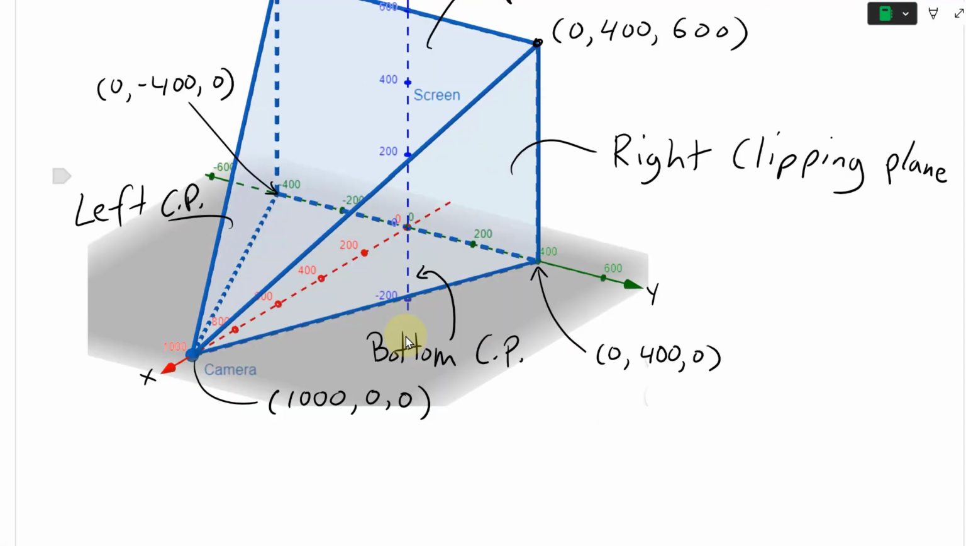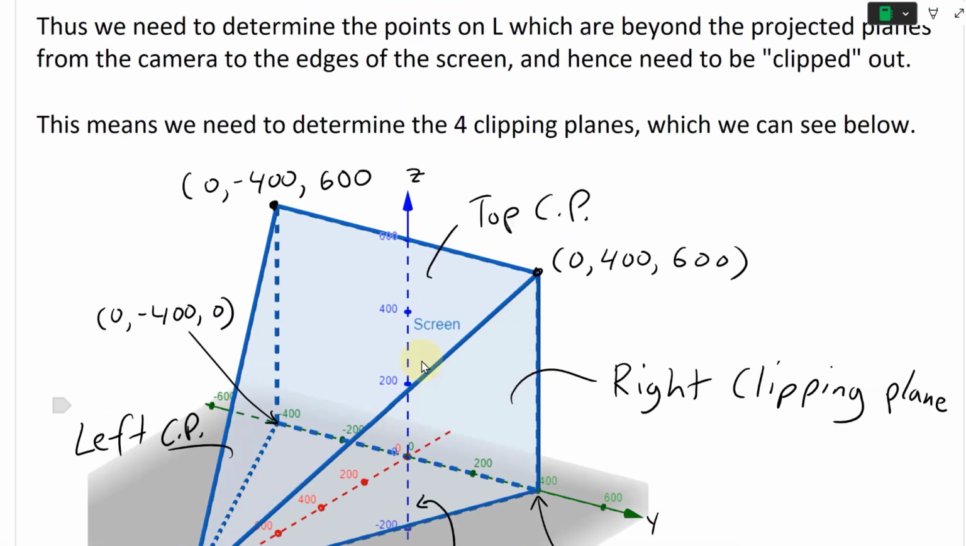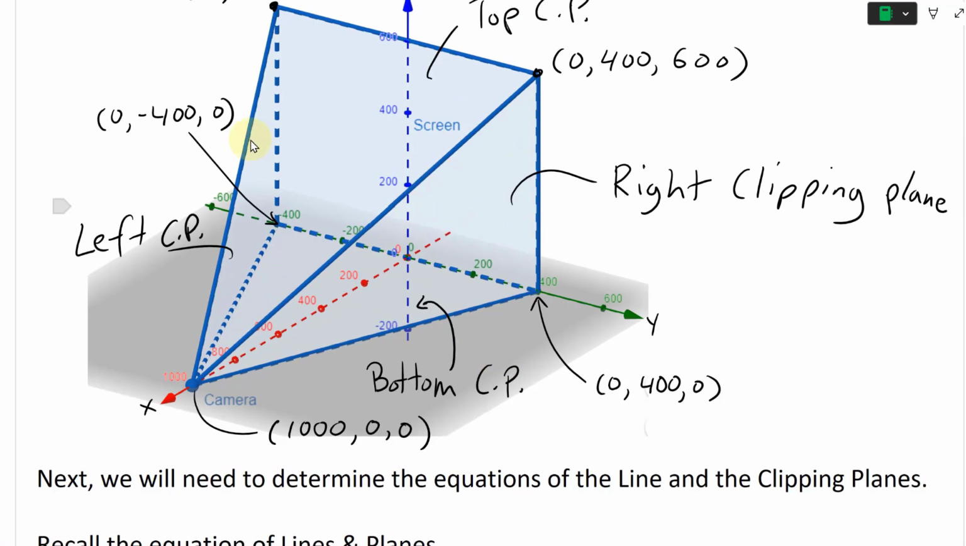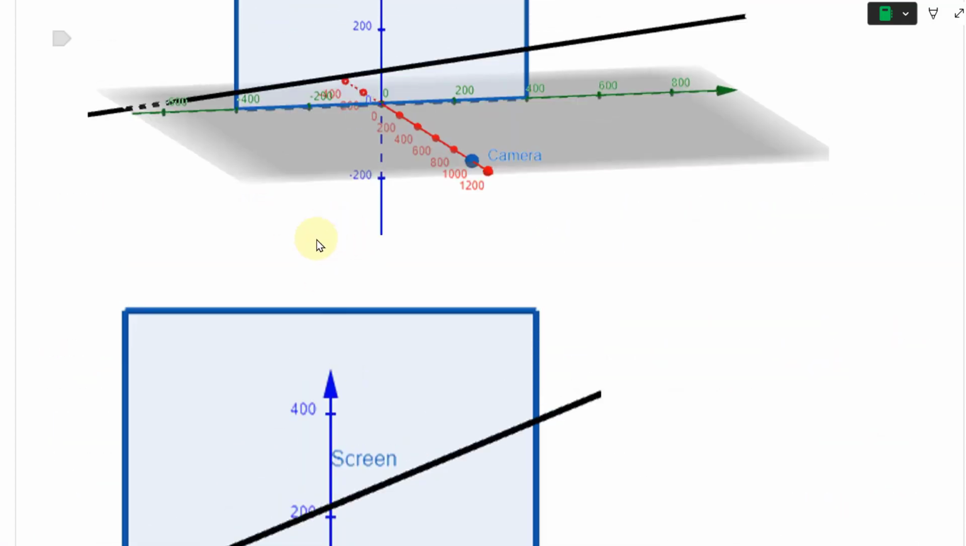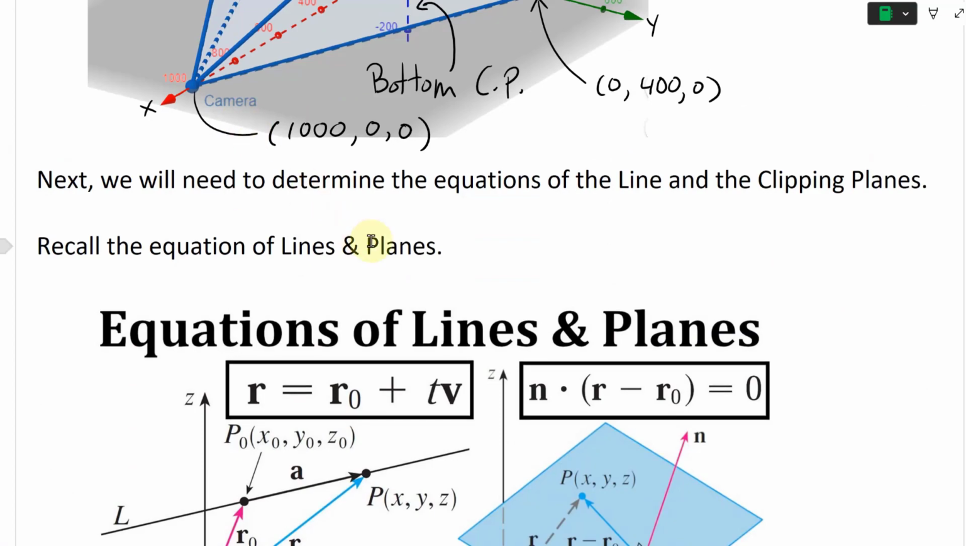So let's continue further. Now that we have this, next we will need to determine the equations of the line and the clipping planes. We're going to need the actual equations of all these and that line as well. So this line going through, we need that, and then we set them equal and try to find the points where they intersect.